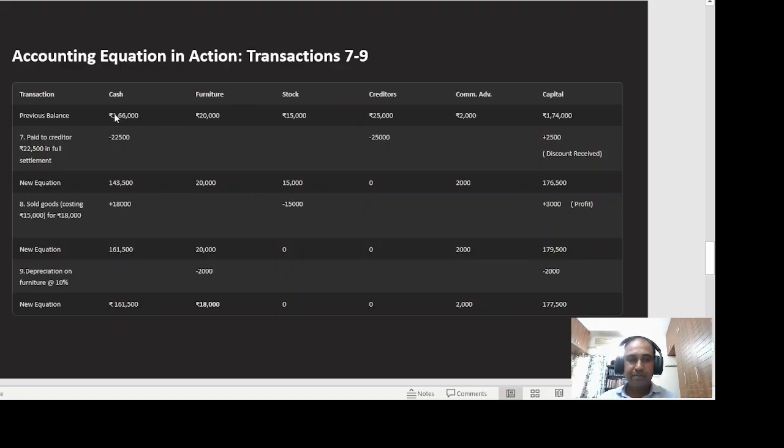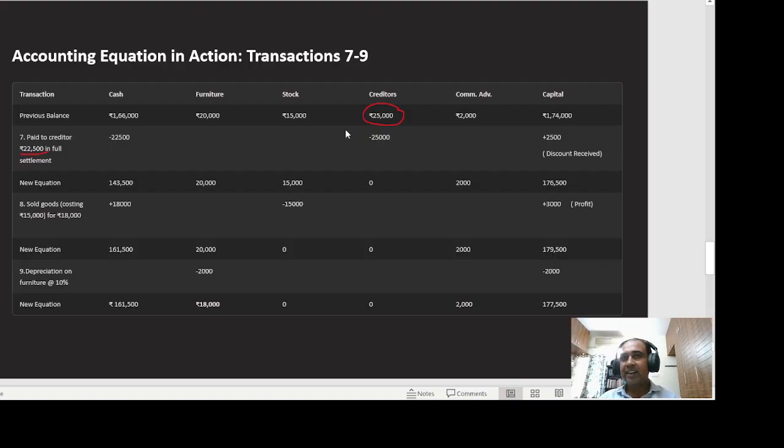Now carry forward the balances from the previous slide. These balances are getting carried forward. Paid to creditor 22,500 against full settlement. How much creditors was I having, guys? 25,000. Now I am paying this creditor. The entire creditor is getting settled by making a payment of only 22,500.